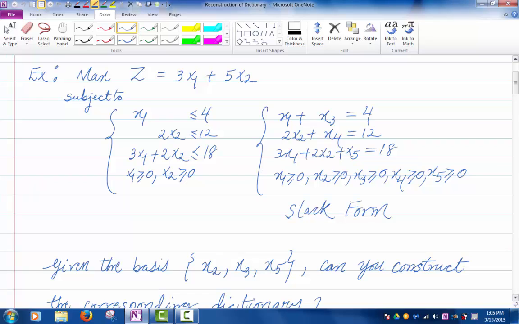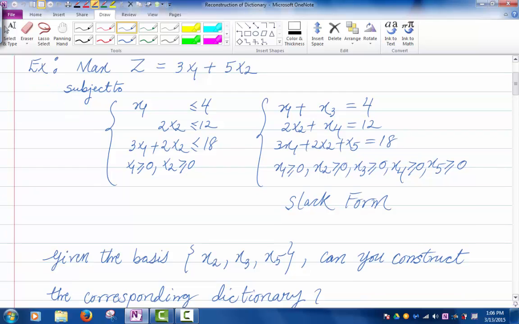So you have this maximizing problem where the constraints are given, and I wrote down the corresponding slack form. For each of the functional constraints, you have a slack variable. So the slack variables are x3, x4, x5. x1, x2 are the decision variables.